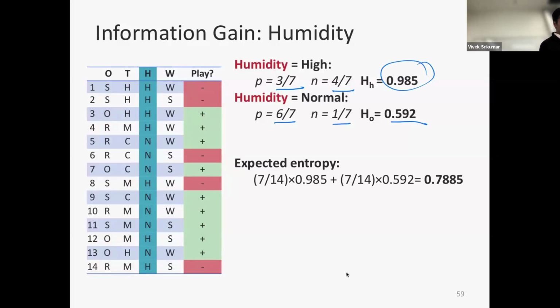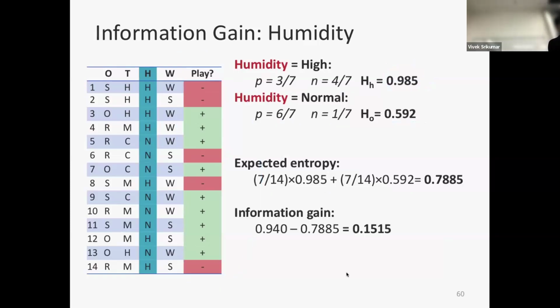So the expected entropy is half the examples, 7 out of 14, have 0.98, and the other half has 0.59. So the expected entropy is 0.78. And the information gain is the entropy of the full data, which was 0.94, minus the expected entropy of this partitioning according to this feature, which gives us 0.15.